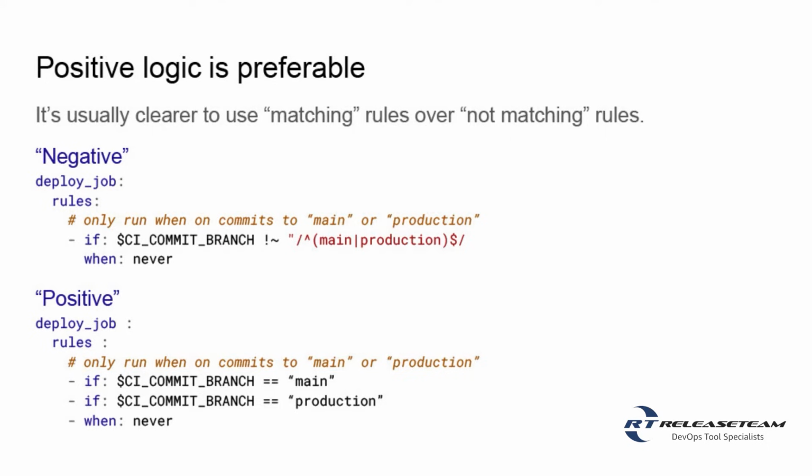Look at these negative and positive example rules. The negative rule requires you to recognize the double negative condition, while the positive rule expresses more clearly when the job is intended to be part of the pipeline. It's preferable but not always correct. There are times when it is better to use negative logic.